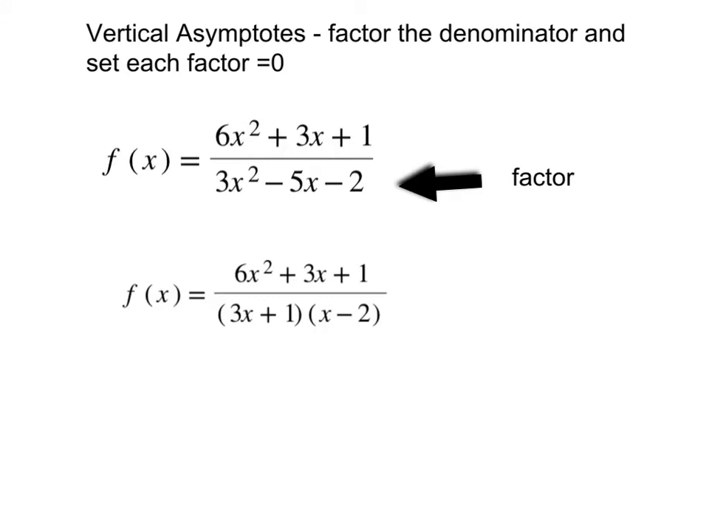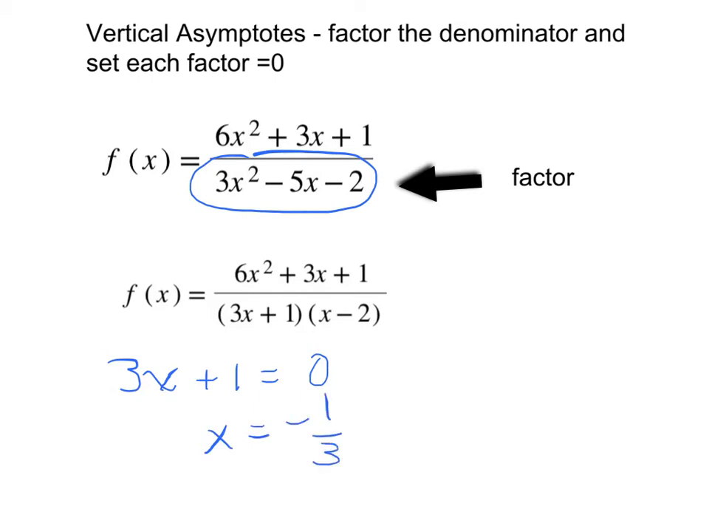To locate the vertical asymptotes, we're going to take a look at the factorization of the denominator. So we're going to factor this, and as you can see, it does factor as 3x plus 1 times x minus 2. So what you're going to do at this point is you're going to set 3x plus 1 equals 0, and that becomes x is equal to negative 1/3, and you're going to set x minus 2 equal to 0, and that'll give you x equals 2. x equals negative 1/3 and x equals 2 are your vertical asymptotes.